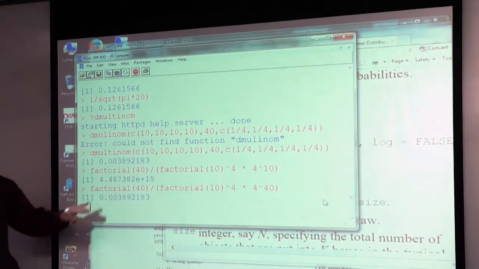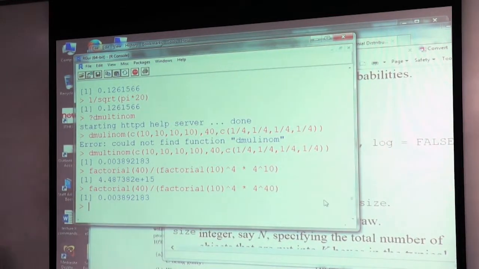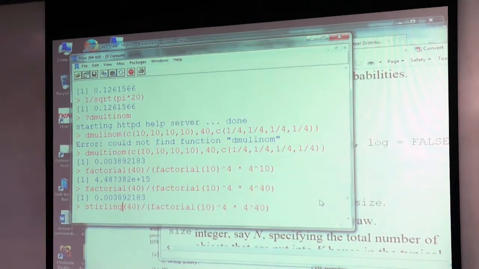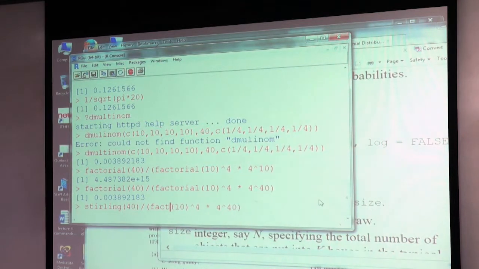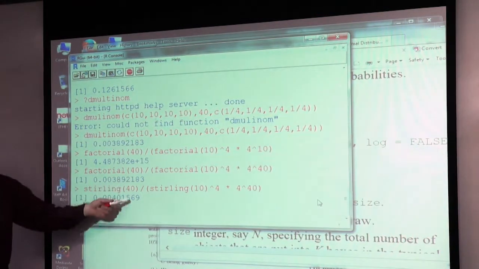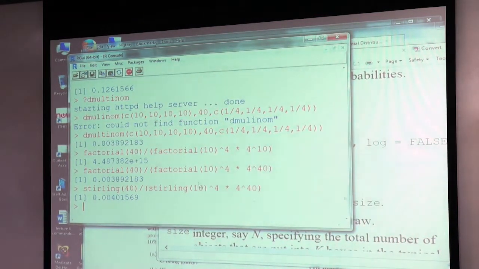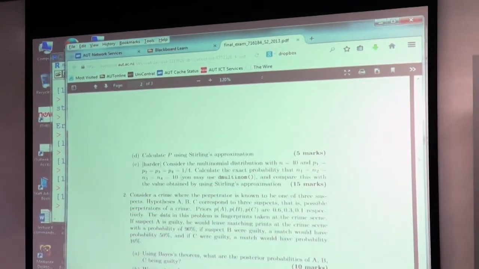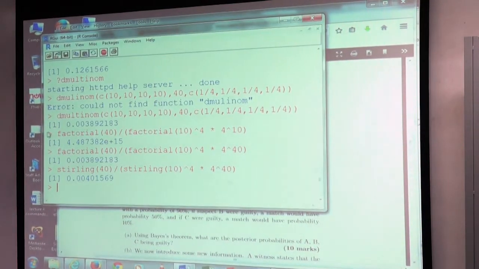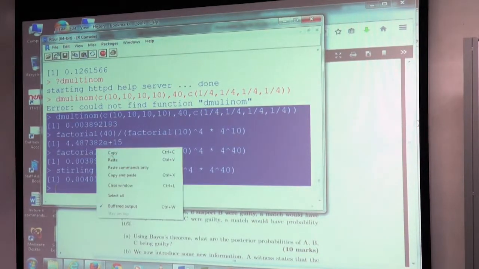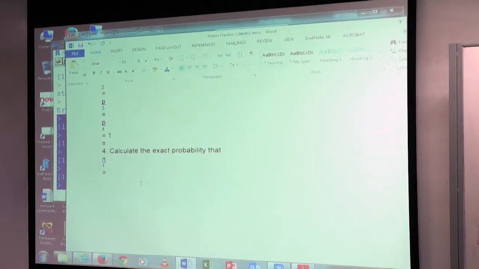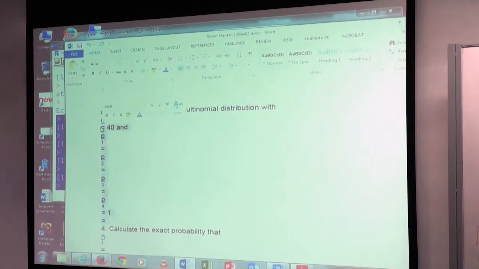So what you do in your exam is you just airbrush this out of existence. How do I do it? How do I put Stirling's approximation in instead? Just do this. And it should be close but not identical. Give me a break. 3, 8, 9, 4. Come on. Calculate the exact probability and compare this with the value obtained using Stirling. Oh, it's here, isn't it? Yeah, it's not very good, this, is it?